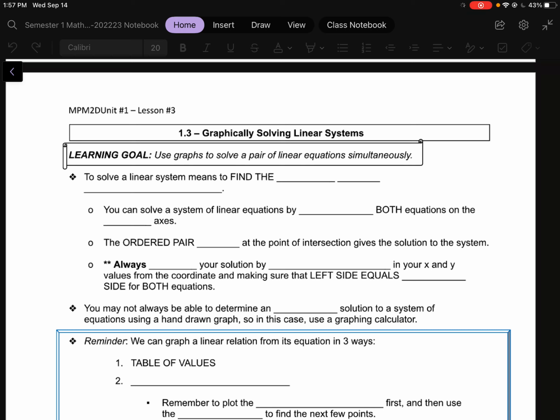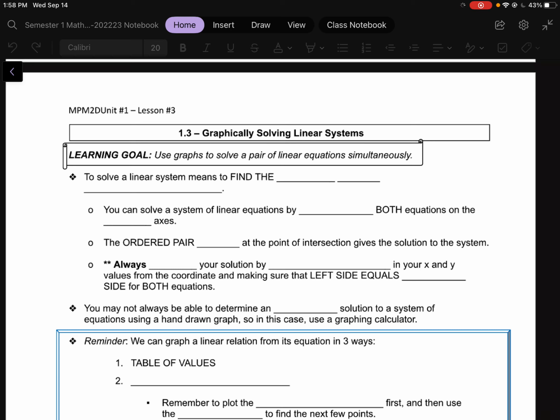So today we're looking at 1.3, graphically solving linear systems. Our learning goal for this is to use graphs to solve a pair of linear equations simultaneously. We have been looking at different linear equations and how to solve them based off of a graph, a table, etc. Today we're going to solve this using graphs.